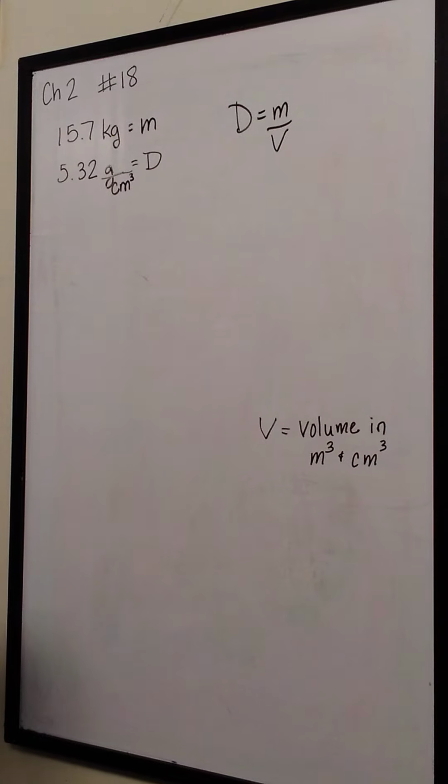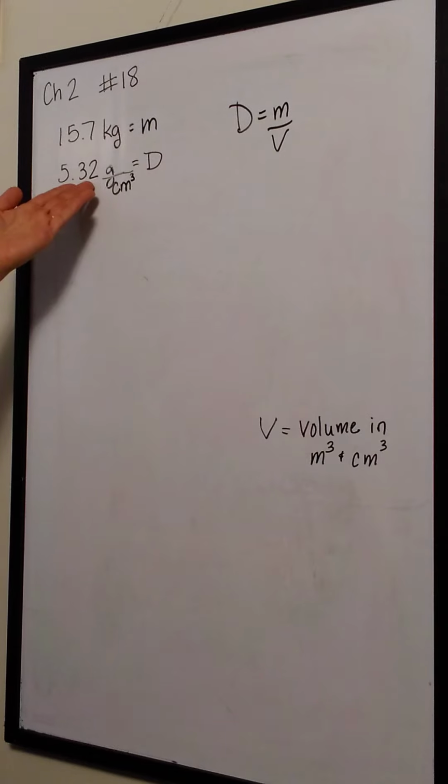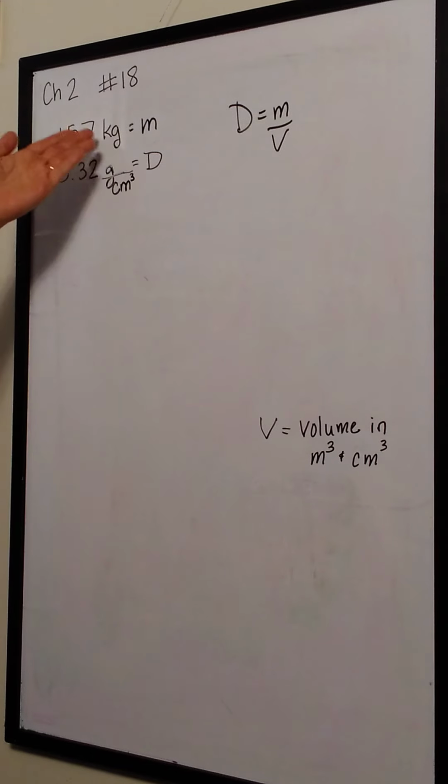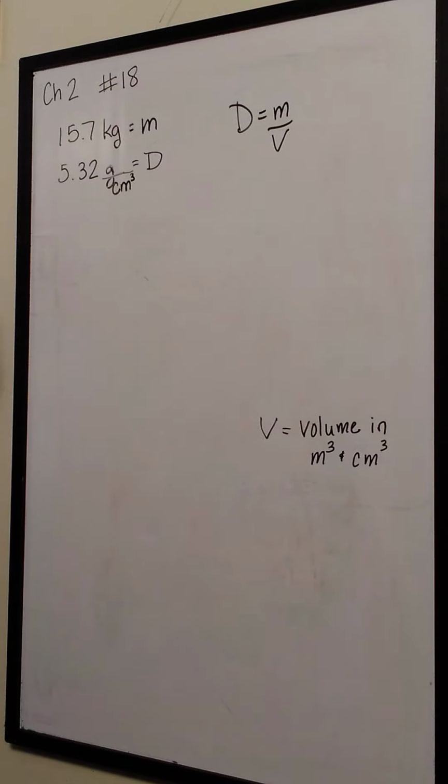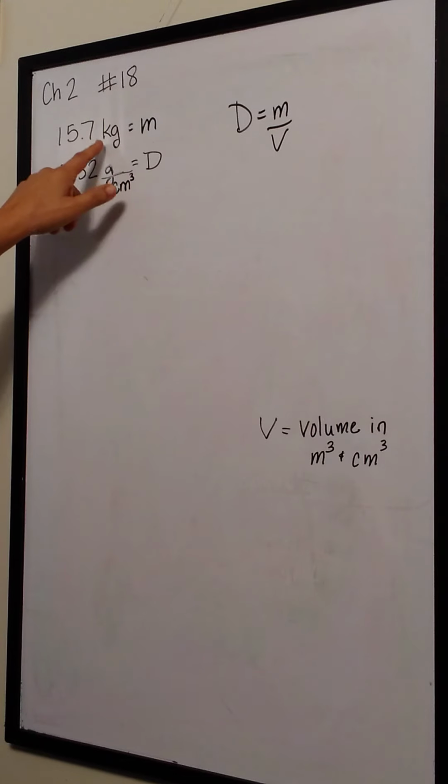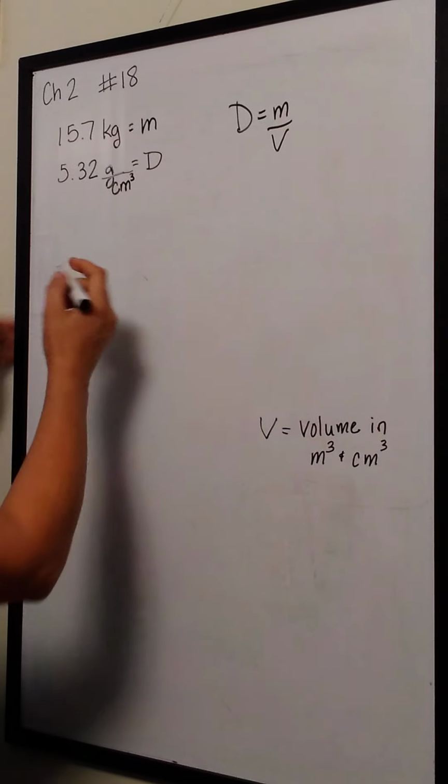Okay, before we apply the formula, notice that the units don't agree. The units of mass, we've got kilograms and grams. So you could either convert this to kilograms per cubic centimeters or this to grams. It'll work either way. It's probably simpler to convert this to grams. So let's do that.